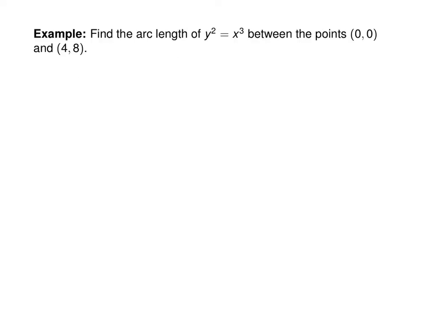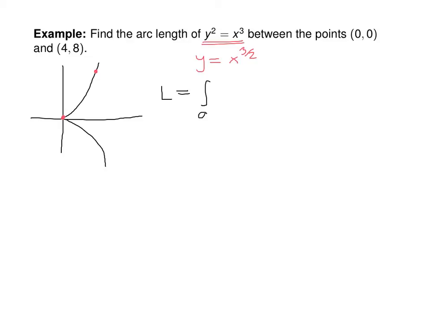Find the arc length of y squared equals x cubed between the points 0, 0 and 4, 8. So y squared equals x cubed looks something like this. We care about the distance between this point and this point. So I will solve that for y. Y is equal to x to the 3 halves. So the arc length formula says that the length of the curve is the integral from a to b root 1 plus f prime of x squared dx. So let's find f prime. Y prime is 3 halves x to the 1 half.